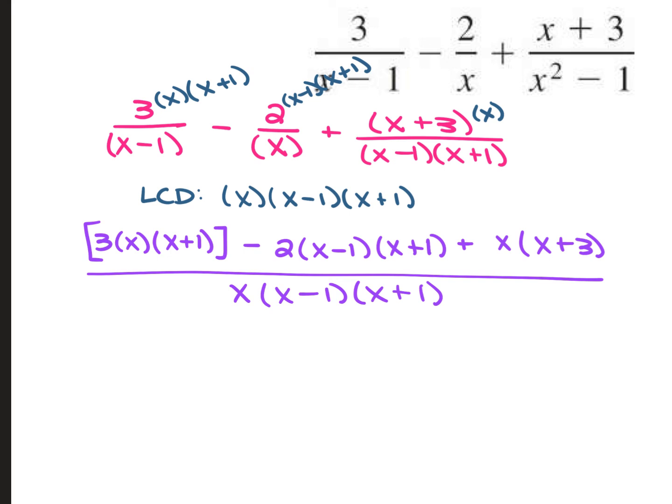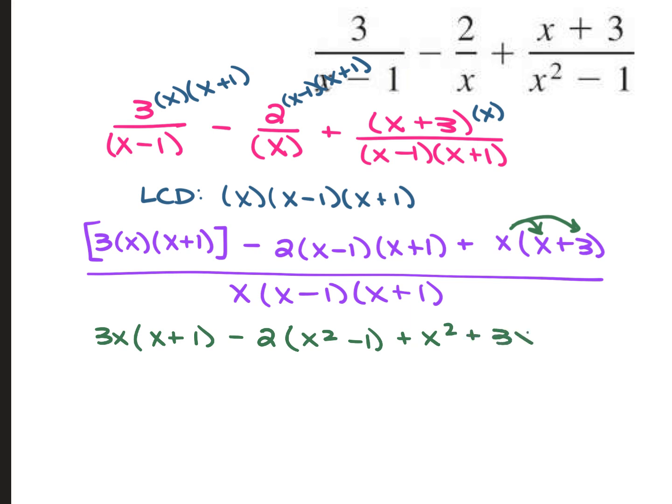The 3 times x is going to give you 3x. You're going to multiply that still by x plus 1. That negative 2 is going to multiply by x squared minus 1, because the x minus 1 times x plus 1 is a difference of squares. You can also distribute that x into the x plus 3 to give you x squared plus 3x. And again, this is all going to stay over x times x minus 1 times x plus 1.